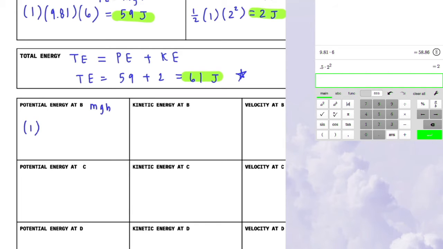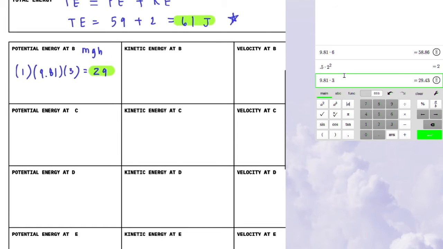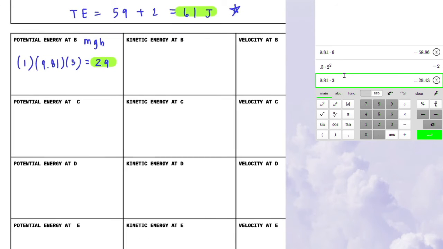So 1 times 9.81 times, I already forgot, 3 is the height. So 9.81 times 3, 29.43. I'm rounding a lot right now. I'm just going to make it 29. All right, and let's do the next one too.